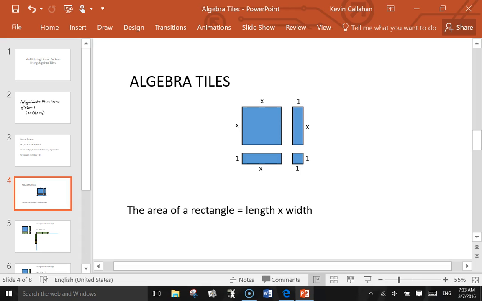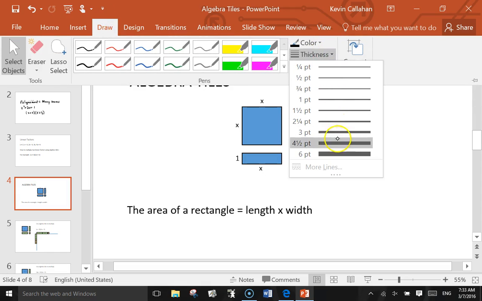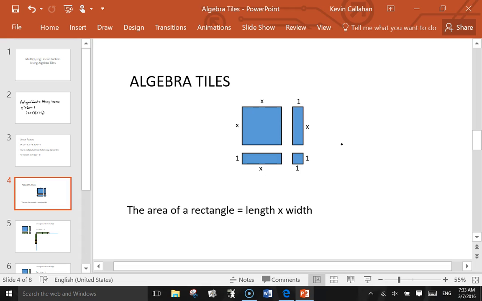Yeah, I mean, it's length times width for a rectangle. For a square, it's just the side squared because the length and the width are the same thing, right? So this one, if I put this in here, I need to get a bigger thickness here, maybe something like this. Right? This thing has an area of x squared, x times x, right? So that's what that tile means. If you look at both of the long rectangles, one side is considered to be 1 wide, and the other side is considered to be x wide. So what would be the area?